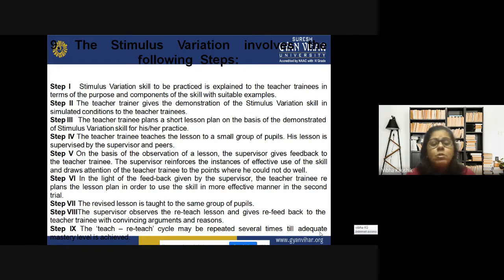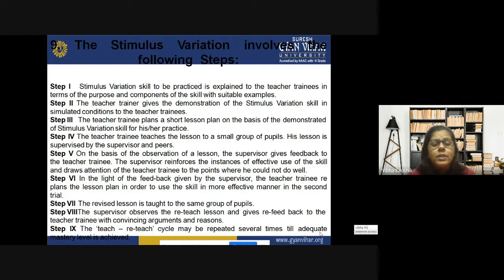The supervisor observes the reteach lessons. Means again when he is giving the reteach, the reteach will be observed by the supervisor, and on the basis of the observation, he will again give re-feedback to the particular teacher trainee with convincing arguments and reasons.